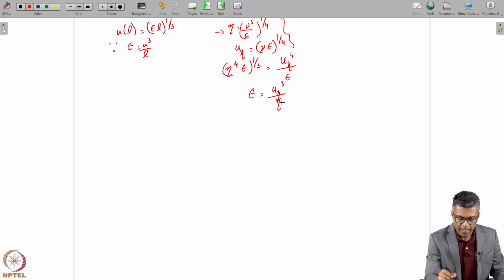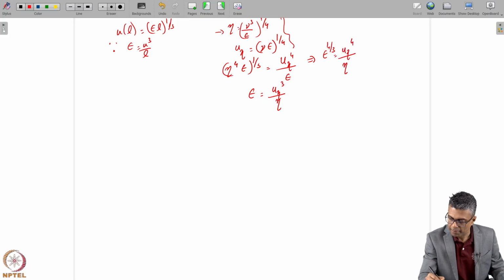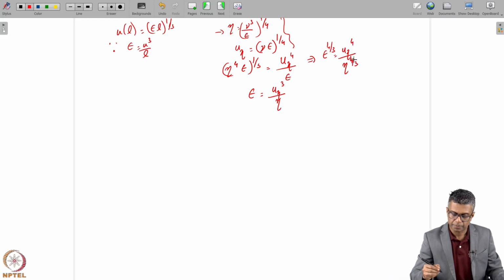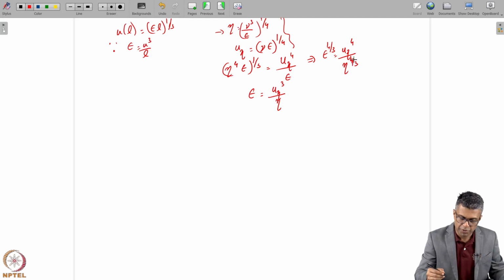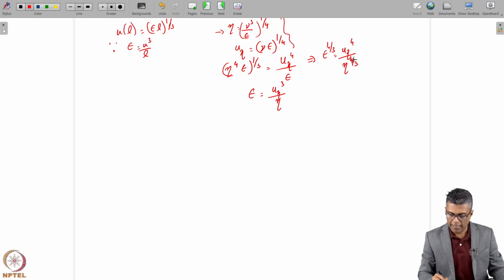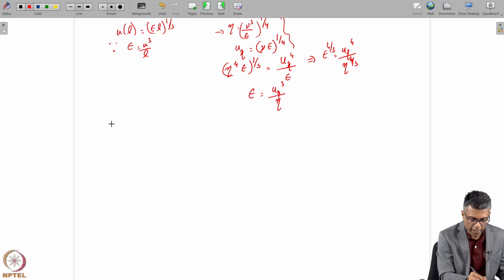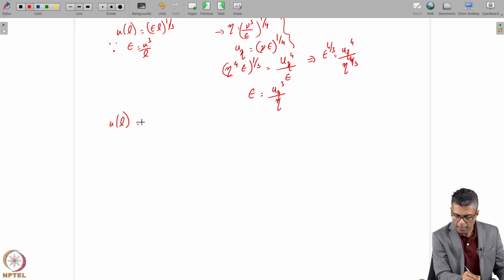Do you see it? So from here I can obviously get epsilon to the 4/3 is equal to u_eta to the fourth times epsilon to the 1/3. Epsilon to the 4/3. So from here, epsilon is u_eta cubed divided by eta. So that means u(L) is equal to u_eta.